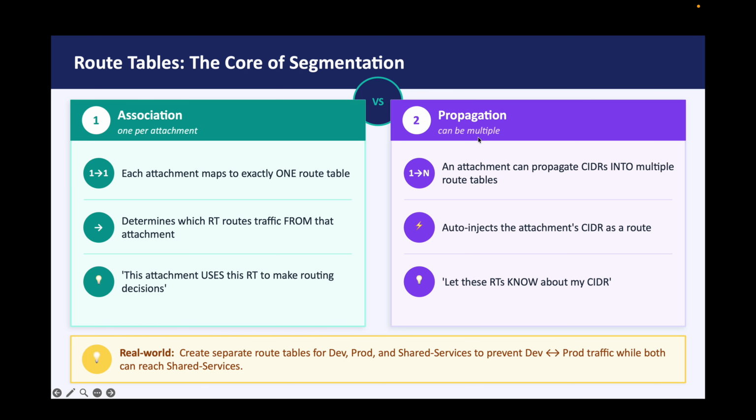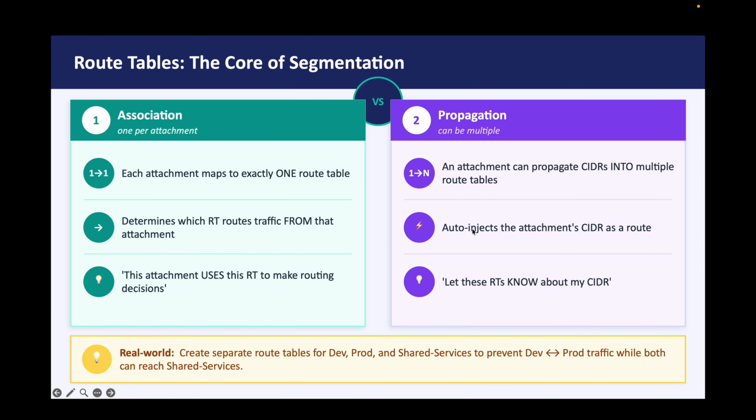Next one is propagation. It is a one-to-n relationship. An attachment can propagate its CIDR into multiple route tables. What does that mean? Say you have a prod VPC with the CIDR 10.2.0.0/16. You enable propagation from the prod attachment into the shared route table and the security route table. Now both these route tables automatically have a route for that VPC with the CIDR 10.2.0.0/16 pointing to the prod attachment. One attachment injected its CIDR into two different route tables. So this is propagation.